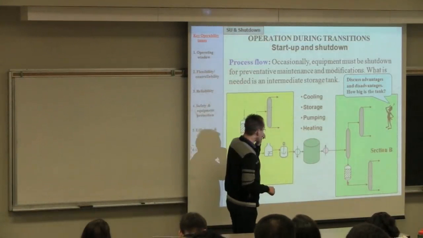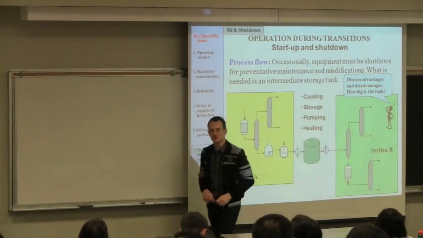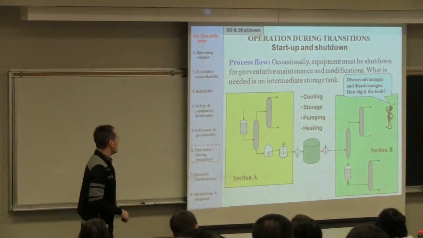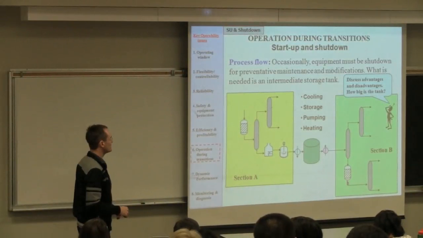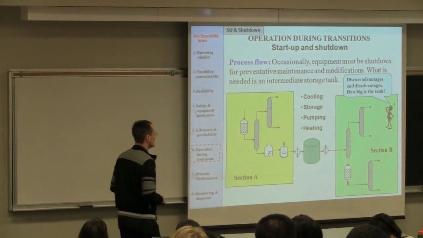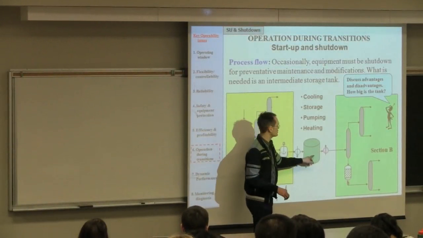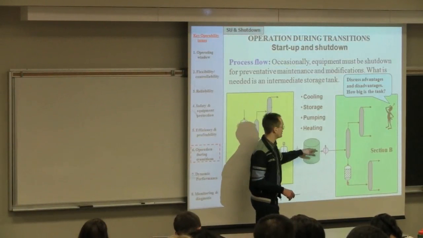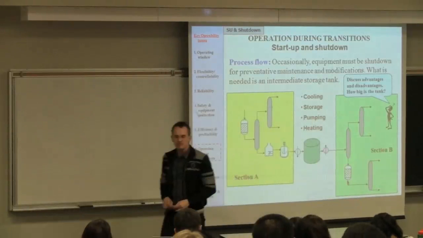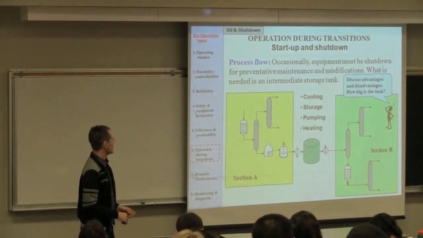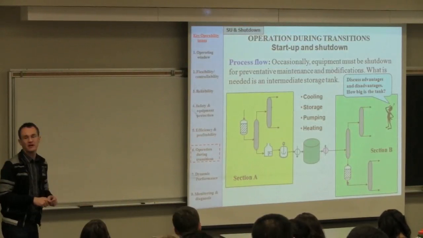For example, if section B has to be shut down to maintain and clean out these trays and the distillation columns over there, I can keep operating section A for a period of time while section B is being maintained. Because I can cool down my feed and send it to storage, build up an inventory there in that storage, and that inventory then will be used when section B starts up again. So I don't need to turn off section A, and vice versa. So anytime you've got decoupling in your process, perfect location for storage tank.